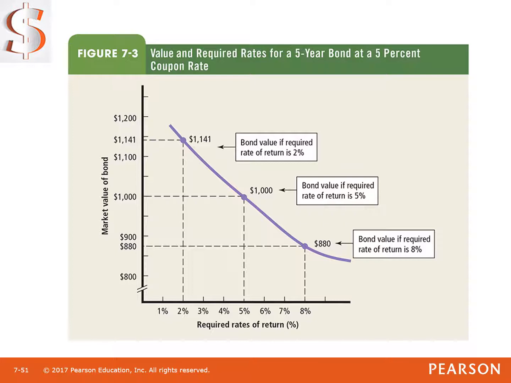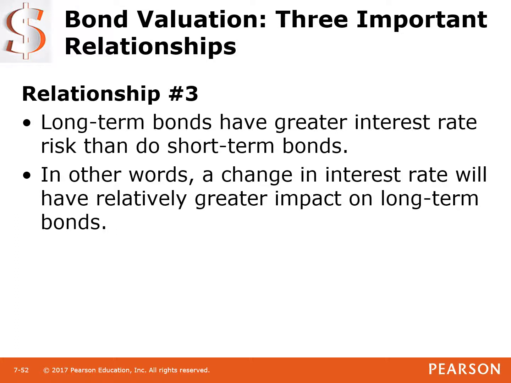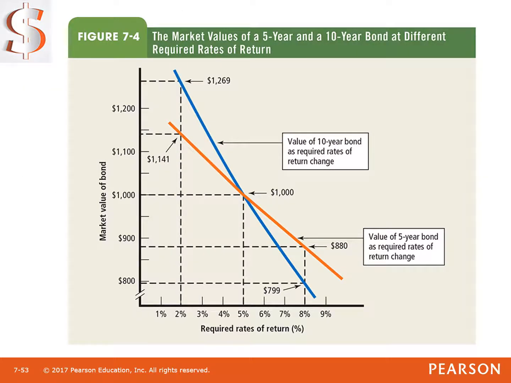And this is all calculated through determining the present value of the interest payments the person will receive and that future repayment at the investor's required rate of return. Present valuing it, like we just did. The third, long-term bonds have greater interest rate risk than do short-term bonds, of course, because interest rates are always changing. So a change in interest rate will have a relatively greater impact on a long-term bond. Okay, so just 3 important relationships to keep in mind. And there we go.